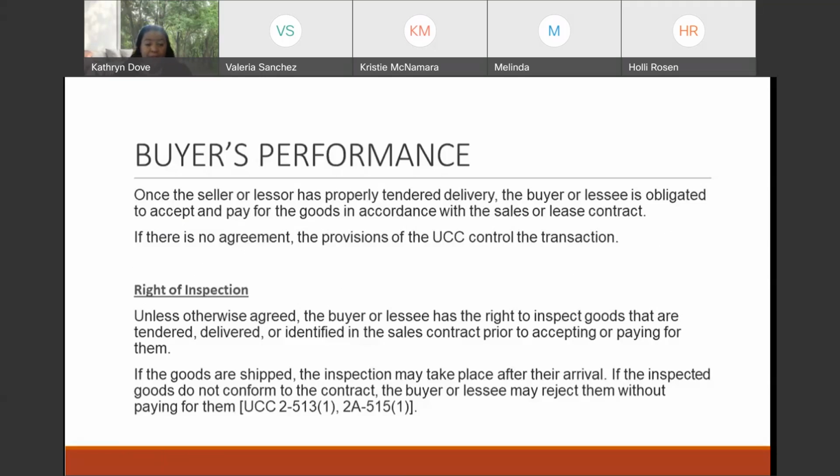So the buyer has a right to inspect. The buyer has the right to inspect the goods that are delivered, tendered, or identified in the sales contract prior to accepting or paying for them. If the goods are shipped, the inspection may take place after their arrival. If the inspected goods do not conform to the contract, the buyer can then reject them without paying for them.